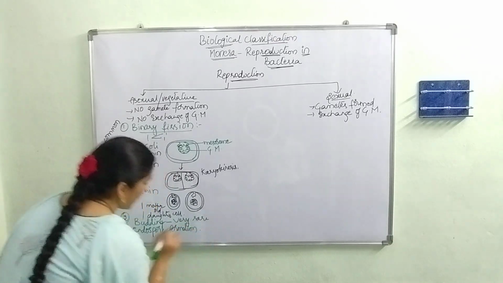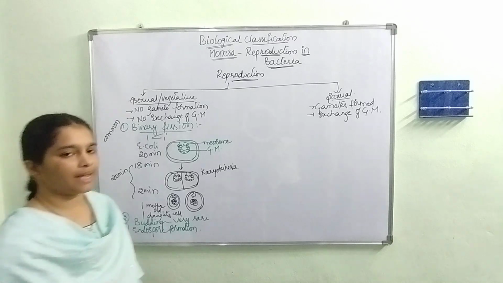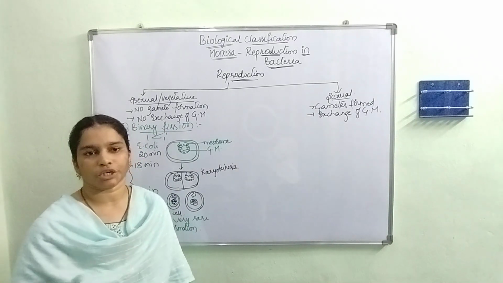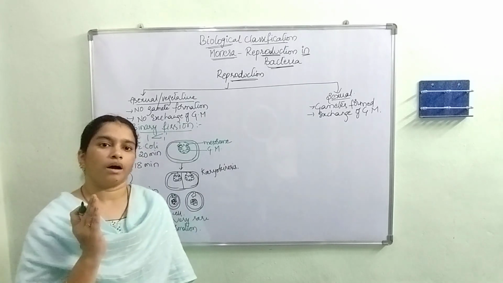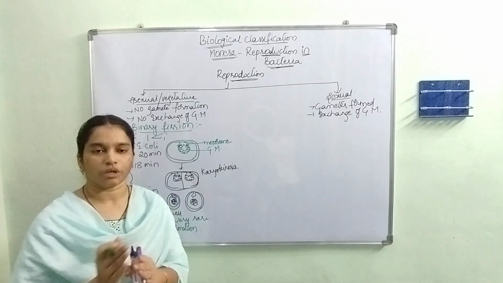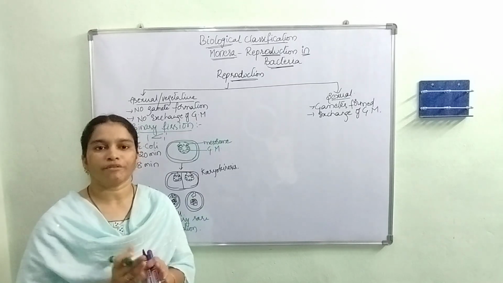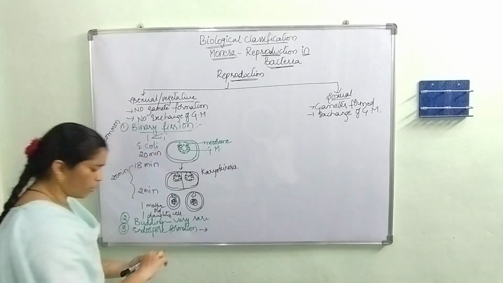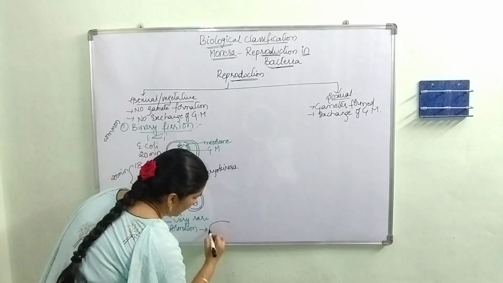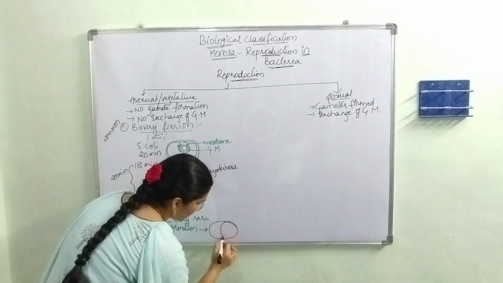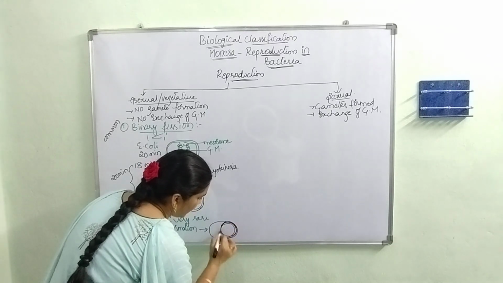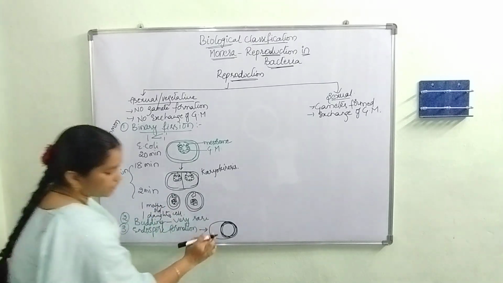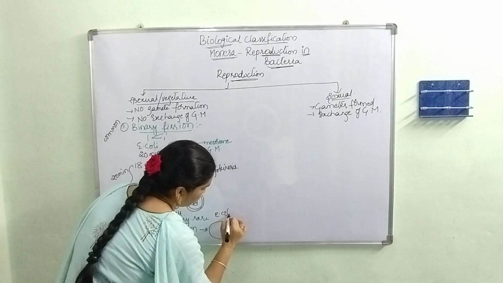This is also called asexual reproduction, but it is not really asexual or vegetative reproduction. In this, no division or new cell formation takes place. Here, in endospore formation, the cell undergoes a deep sleep, that is, it gets into a dormant condition. Let us assume this is an E. coli cell.